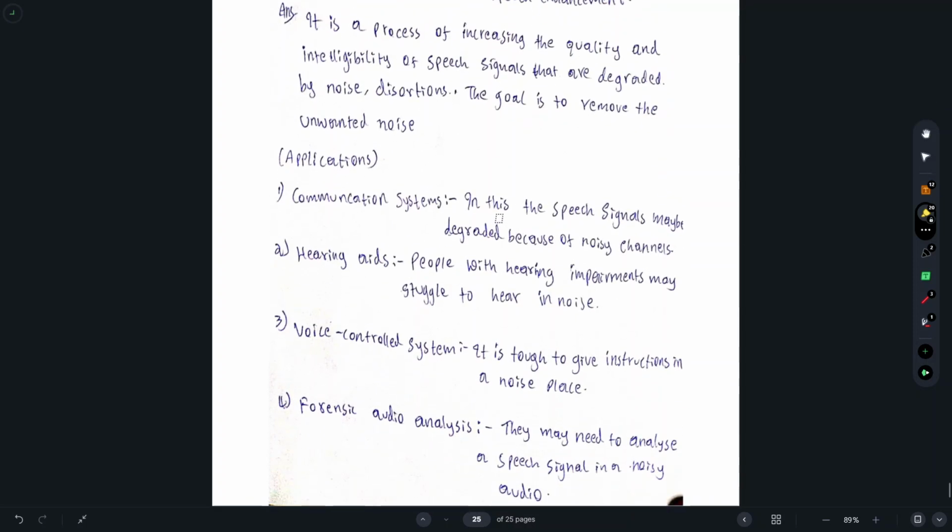So these are some of the important questions for speech processing, CO3 and CO4.